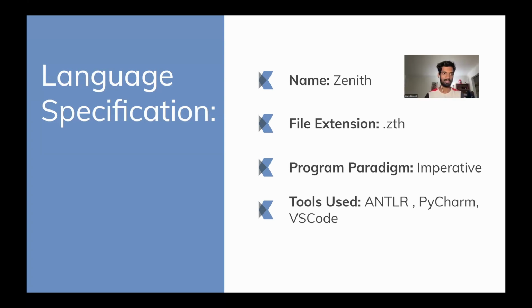Yeah, so this is our language specifications. Our language, as we said before, is called Zenith. Its file extension is .zth. It's an imperative programming language. And the tools we mainly used were ANTLR, PyCharm, and VS Code.